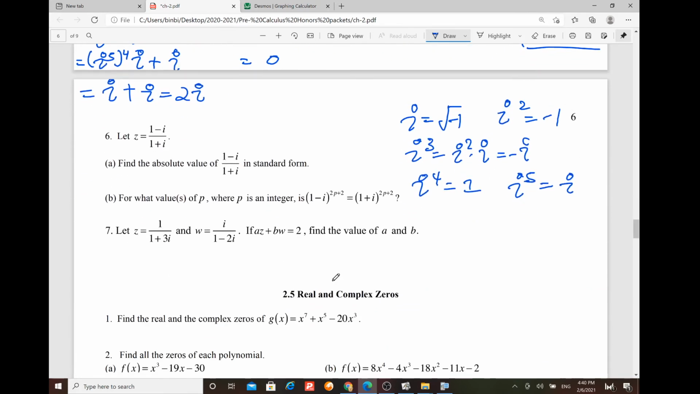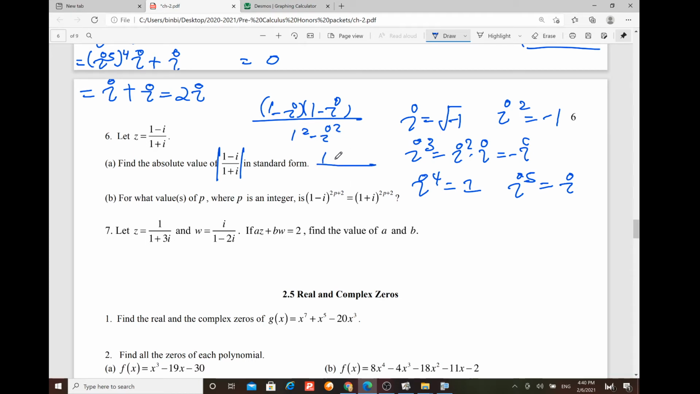Okay, so for number 6, find the absolute value of this form in the standard form. So basically for this part right here, you want to rationalize it first. Once you rationalize it, then you want to take the magnitude. So let's find out what that is. 1 minus i times 1 minus i. Denominator, 1 plus i times 1 minus i, so it's 1 squared minus i squared, which is 1 minus negative 1, so 2.